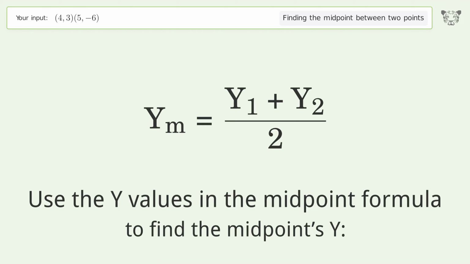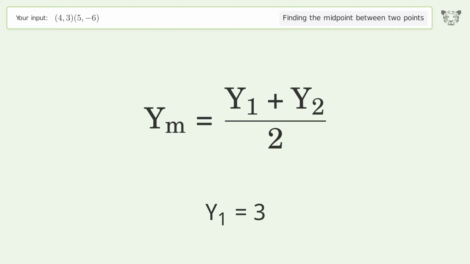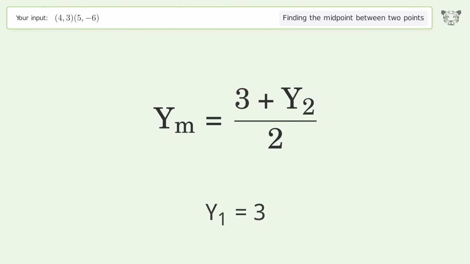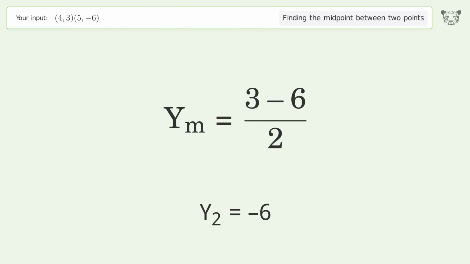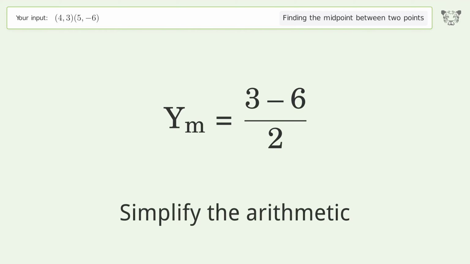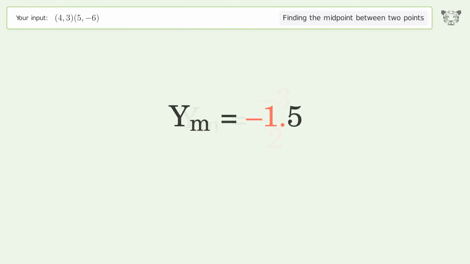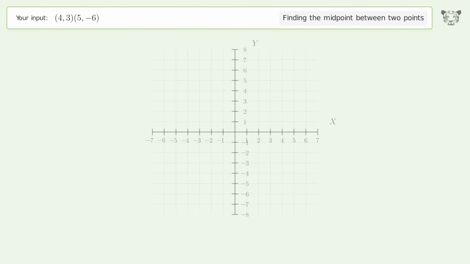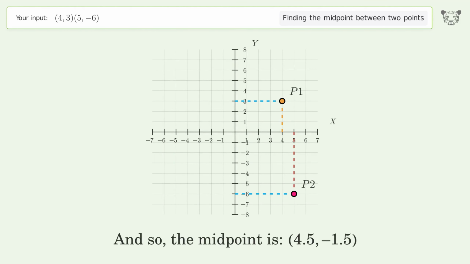Use the y values in the midpoint formula to find the midpoint's y. y1 equals 3. y2 equals negative 6. Simplify the arithmetic. And so, the midpoint is 4.5, negative 1.5.